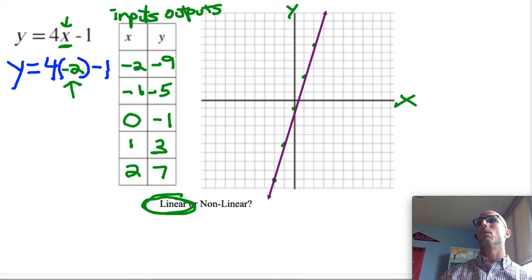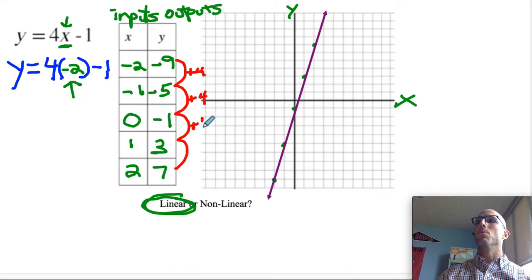Okay, the other thing I look for, and we can find it by the table now as well, which we've talked about a little bit. All right, if I look at the change when my inputs are increasing by 1, is my change constant? And in fact, it is. I'm increasing by 4, plus 4, plus 4, plus 4. That's a constant change each time.